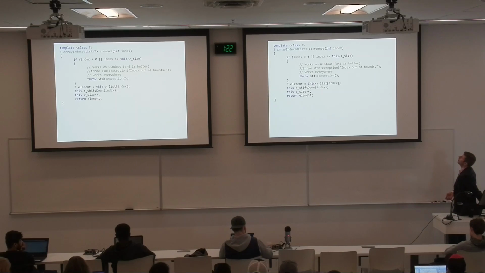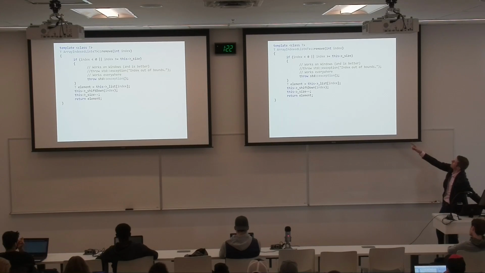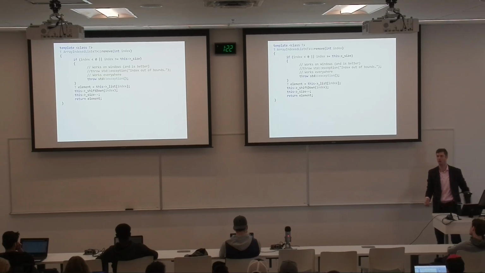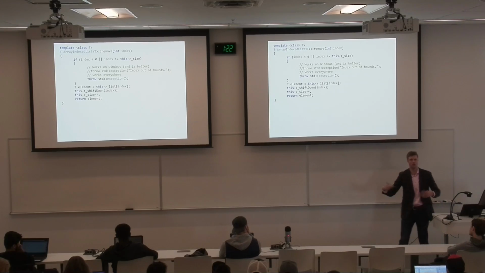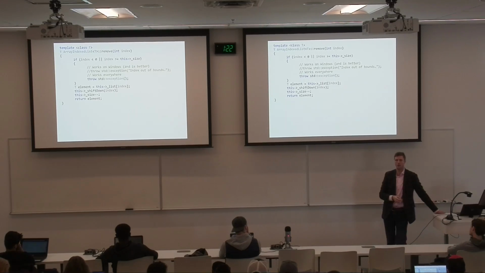Remove. Well, I guess remove something at a given index. Check if it's valid. Get the thing at that index. Shift down. Reduce the size. Return the element. That's all. I guess this remove also returns the value of whatever that thing was.